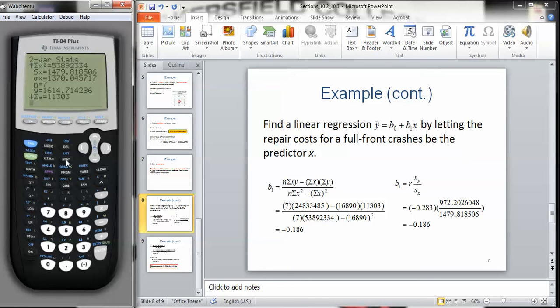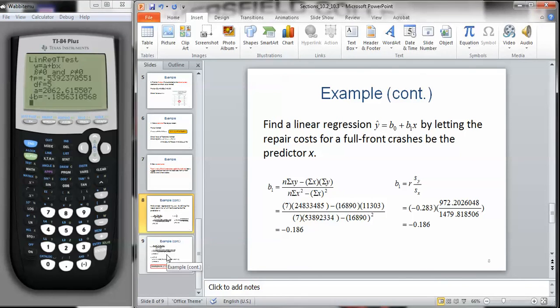s_x is 1479.818506. And then for the final answer of this b1, go to STAT, TESTS, and then use the same function as we did to find r, which is the LinRegTTest. Hit calculate, and then see your slope, which is the b on the output of your calculator. That's the negative 0.1856310568. So that's how you get the slope b1.